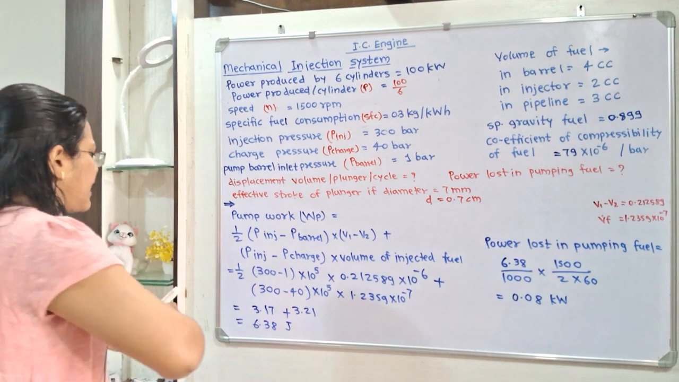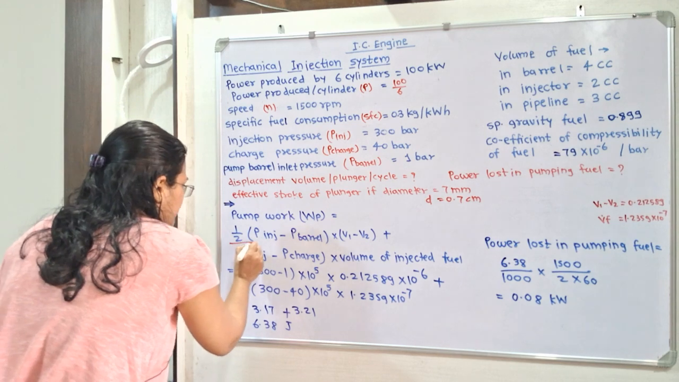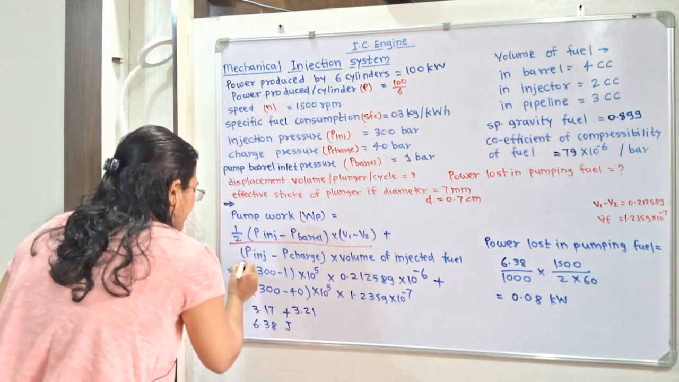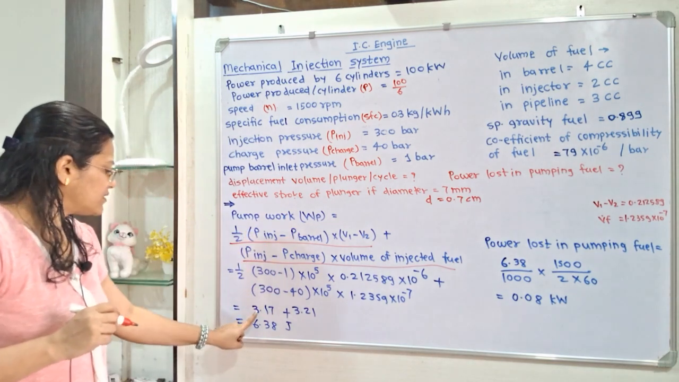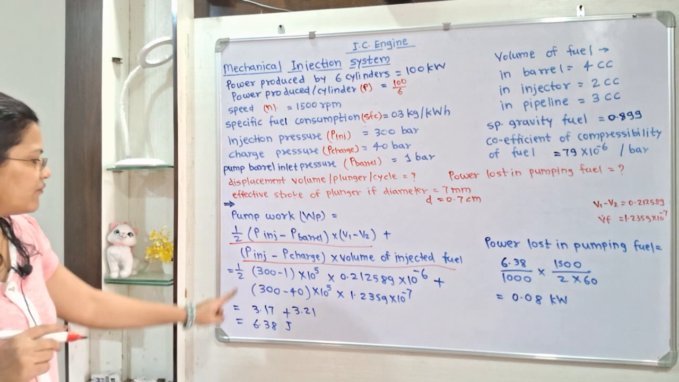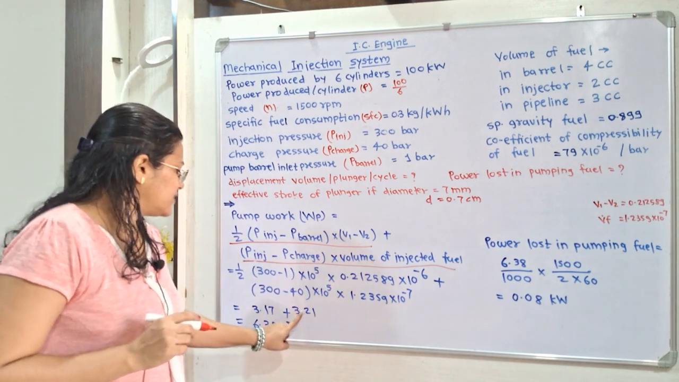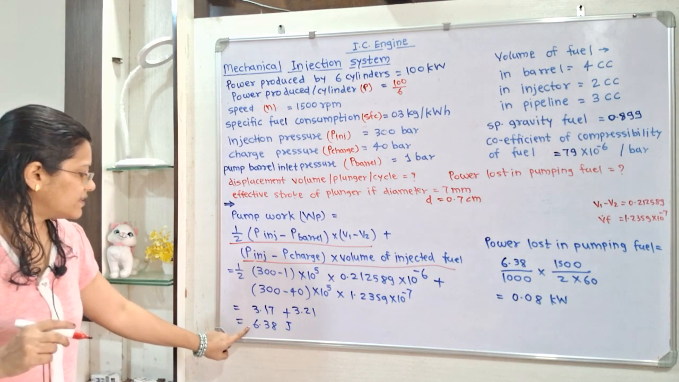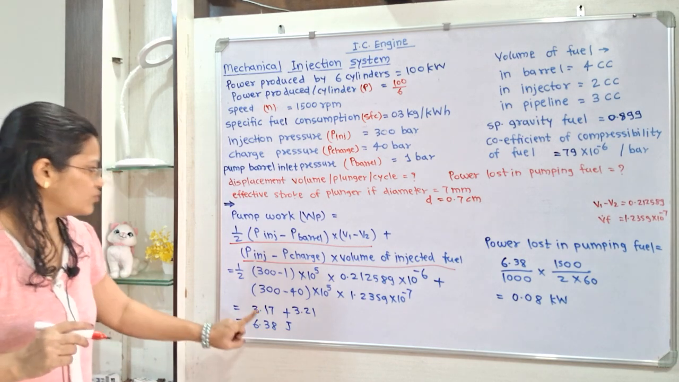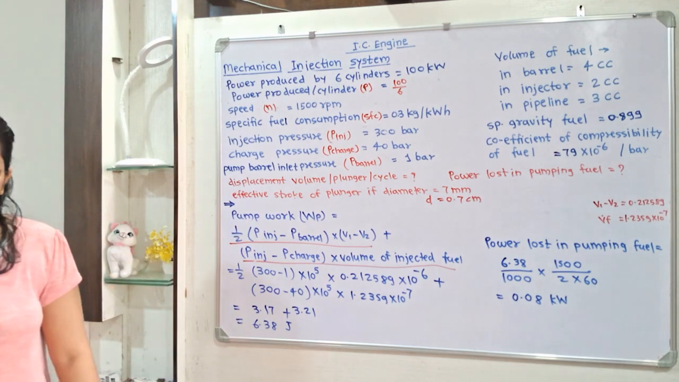Now I will underline the first term and second term. So this is the first term and this is the second term. For the first term the answer is 3.17 and for the second term the answer is 3.21. So when we add these, we get 6.38 joules. So this is the pump work.